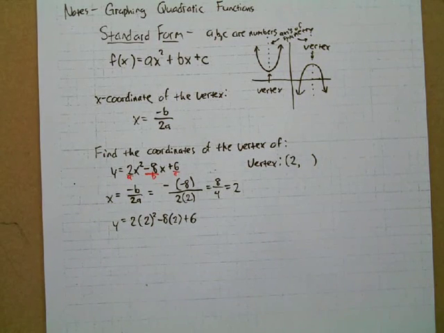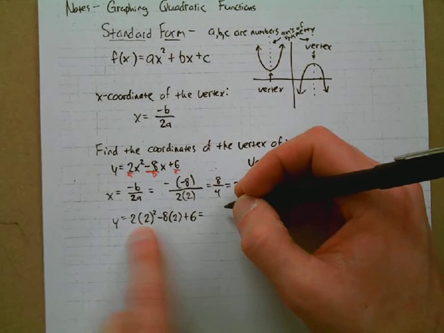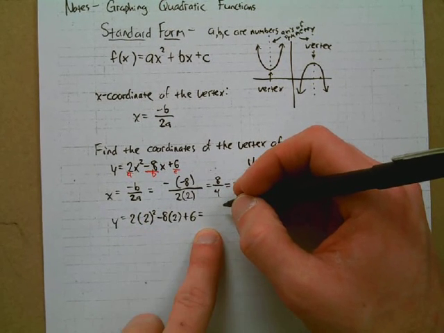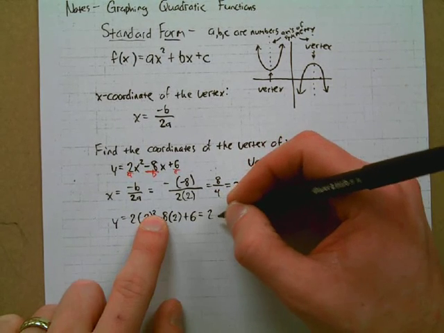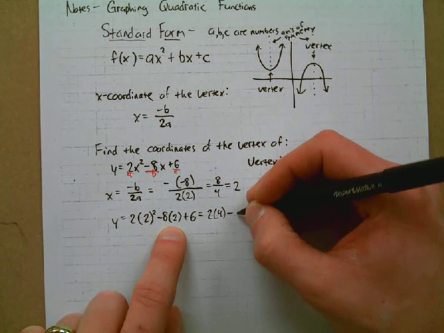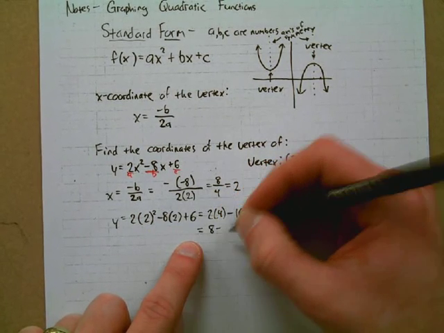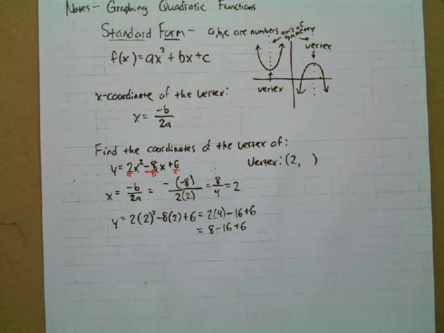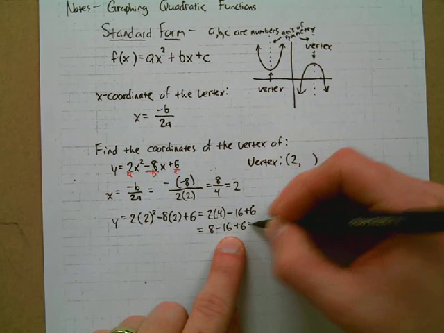This is something you can type into your calculator all at once. If you have a graphing calculator, you can type that whole thing in, hit enter, and it'll give you the answer. But I'll do it here. 2 squared is 4, so it's 2 times 4, minus 8 times 2, which is 16, plus 6. 2 times 4 is 8, minus 16, plus 6. Going from left to right, 8 minus 16 is negative 8, and then plus 6 is negative 2. And so we get the vertex, 2, negative 2.